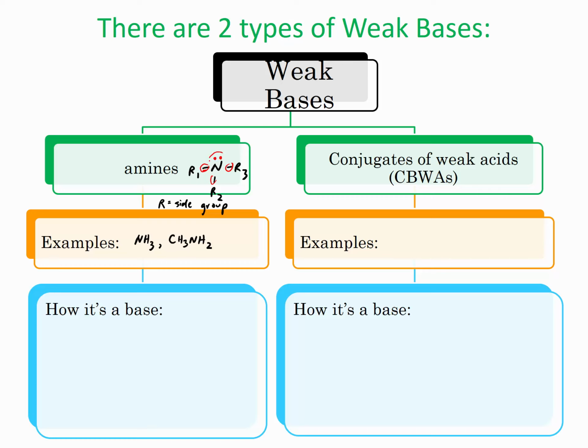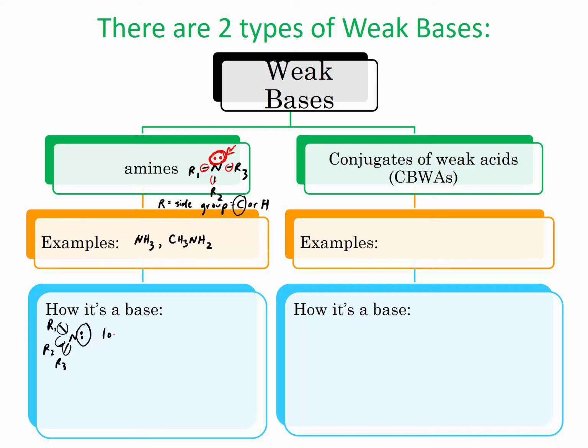This lone pair has an affinity for hydrogens on water, and it's going to snatch hydrogens off of water and make a bond with that lone pair. So I'm kind of going into how it's a base. I'll draw it like this with the correct shape. I'll put R1, R2, R3, and R just stands for side group, so it could be a C or an H. The C's can be connected to more C's, but like I was saying, that's not what's important. You'll see that the nitrogen makes three bonds and it has a lone pair.